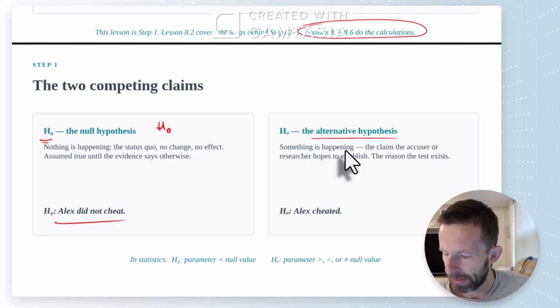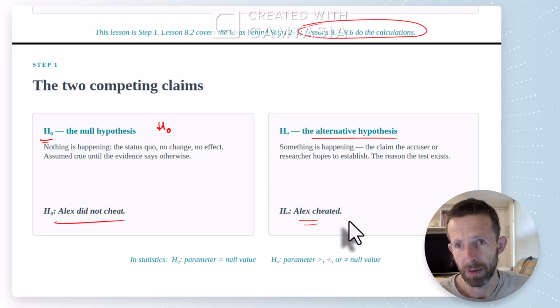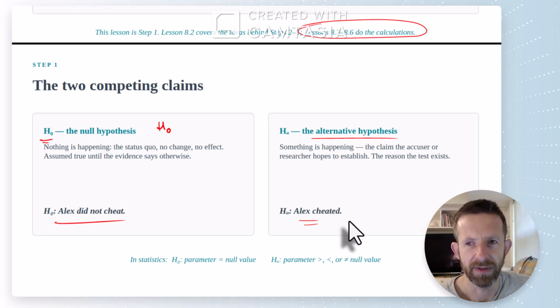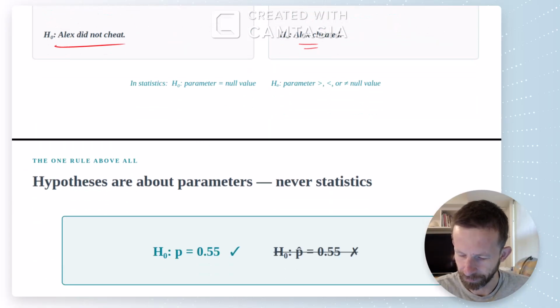The alternate hypothesis is that something is happening, the claim the accuser or researcher hopes to establish. So here, the assumption is he didn't cheat, there's nothing going on, but as we gather evidence, we might question that assumption. So, getting a 97 on the final exam when so far Alex has been a 74 average student, that's like a reason to pause and give everything a closer look.